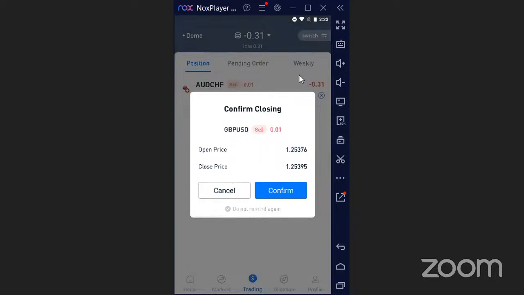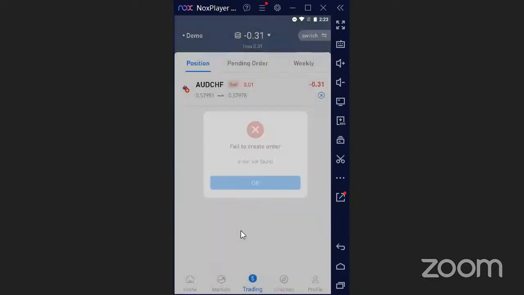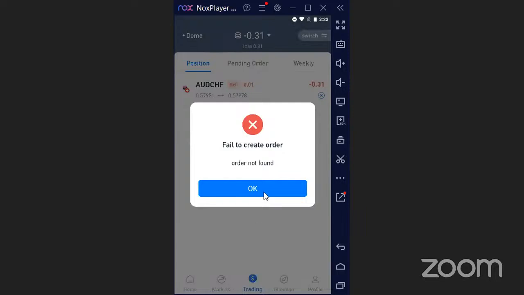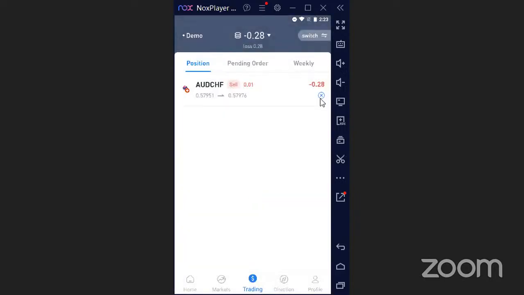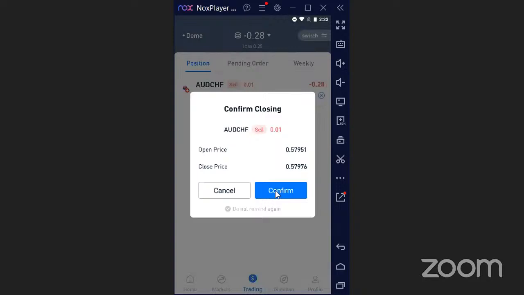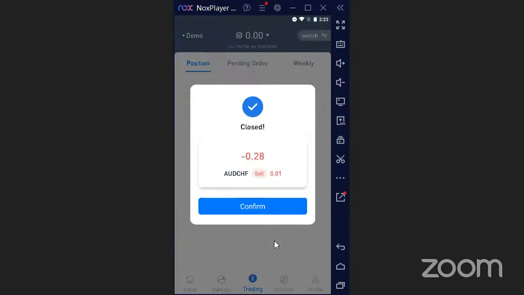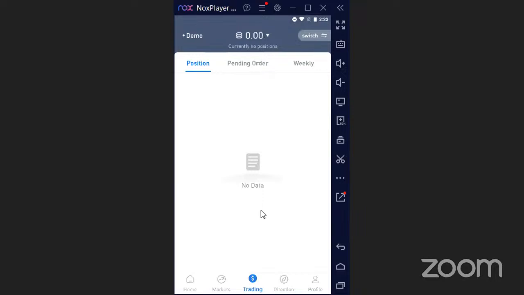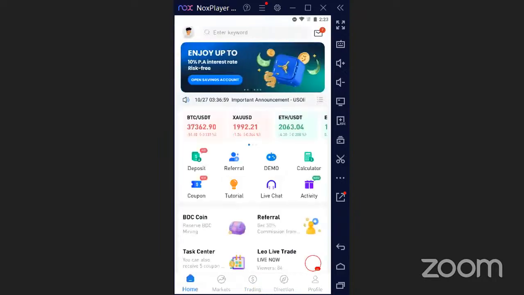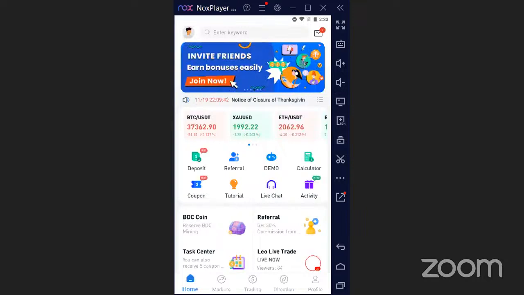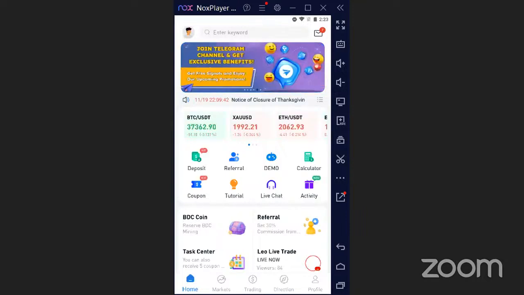So if I want to close another one, okay. I want to close this one also. What I need to do is just click on it and confirm closing, confirm. So I close both trades. Okay, guys, so that is it for the signal. Now let's continue with our class.